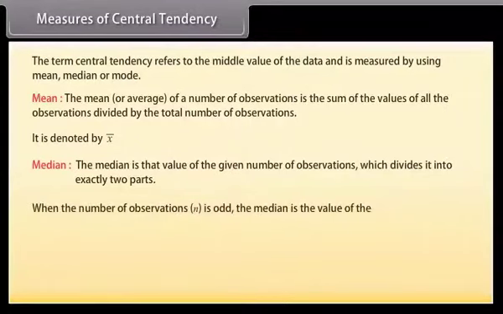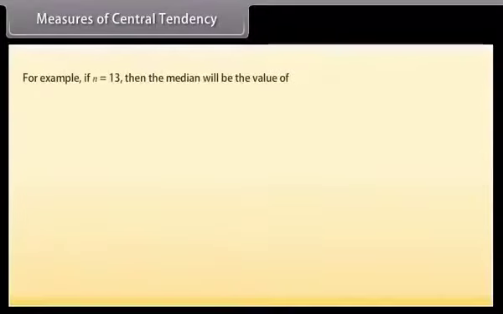When the number of observations, that is n, is odd, the median is the value of the (n plus 1) whole upon 2th observation. For example, if n is equal to 13, then the median will be the value of the (13 plus 1) whole upon 2th, that is, the 7th observation.